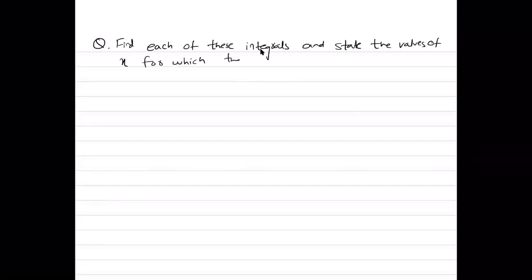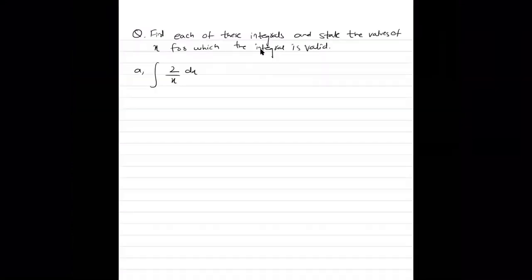Okay, so let's do a question. For each of these integrals, find each of these integrals and state the values of x for which the integral is valid. Number A, integration of 2 upon x dx. So I want you to try with the first part. Integration of 4 upon 2x plus 1 dx.